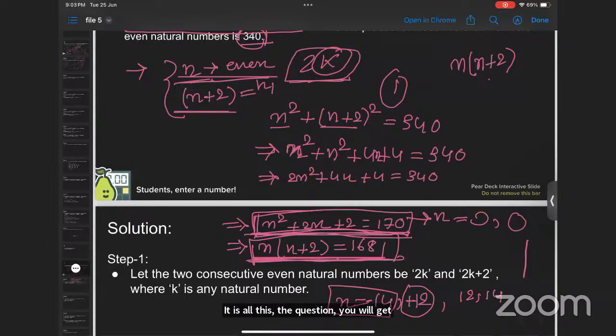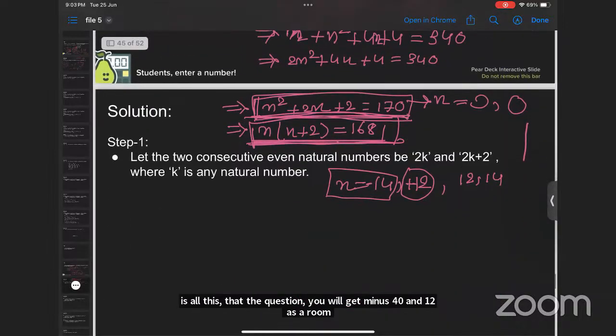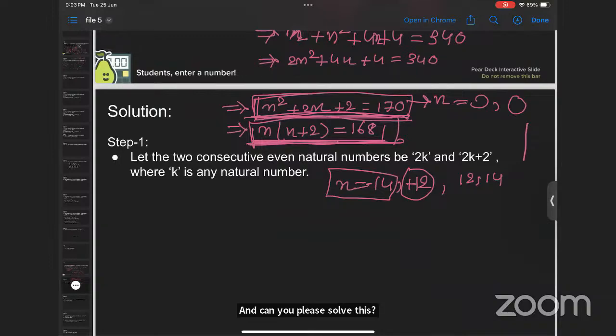Yeah, sure. Ma'am, can you disable chat? Yes. Just wait.